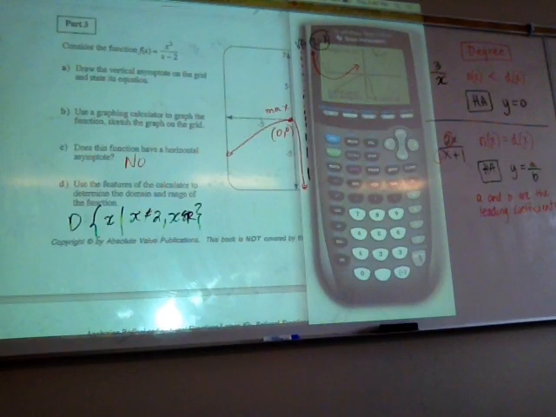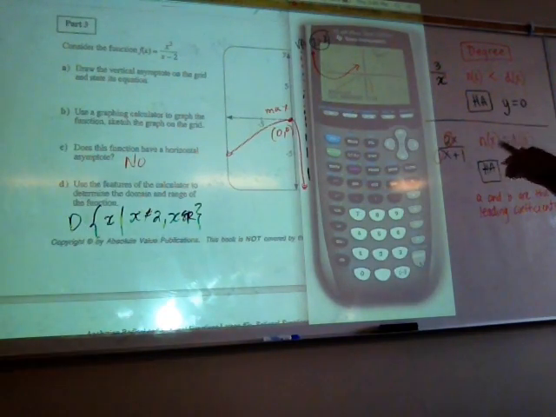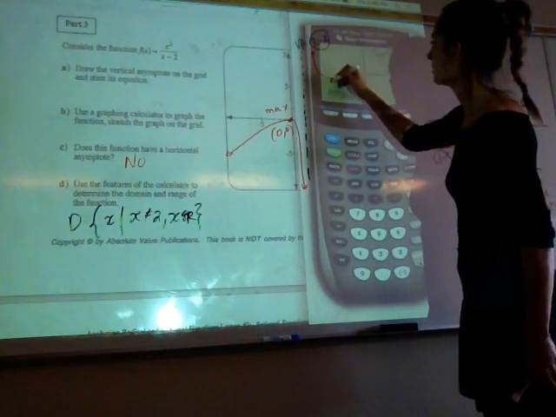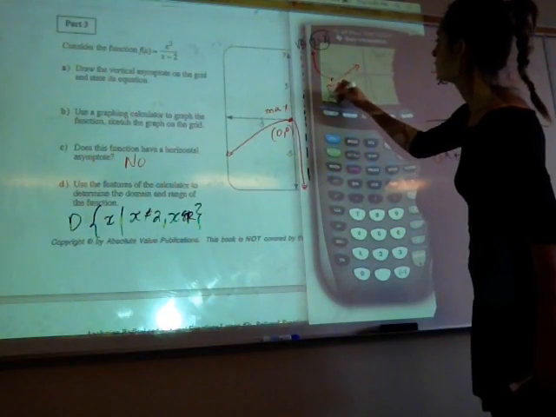So enter on left bound, enter on right bound, and guess. And 3.9 repeated and 8. So if I were to round, I'd get my minimum at 4, 8.